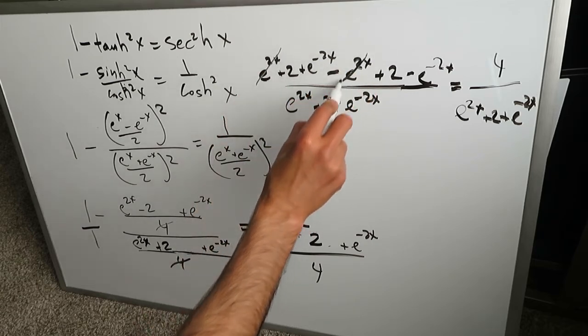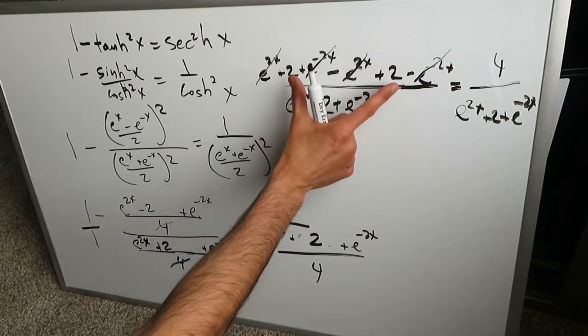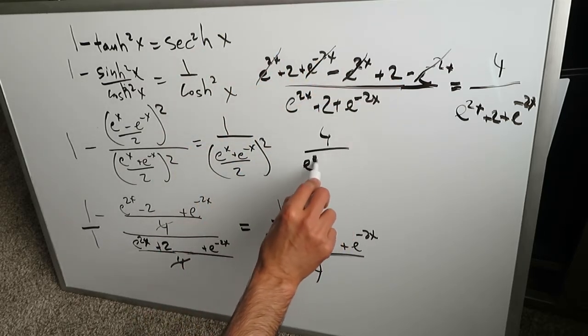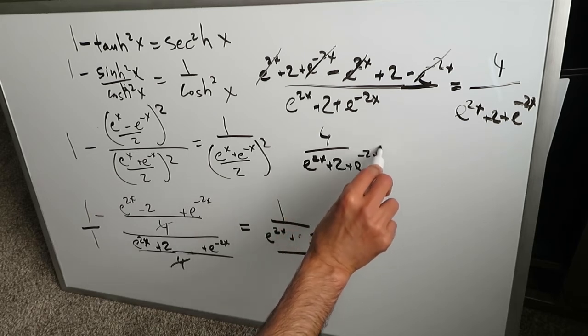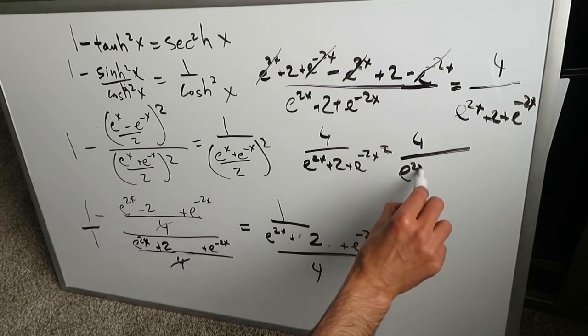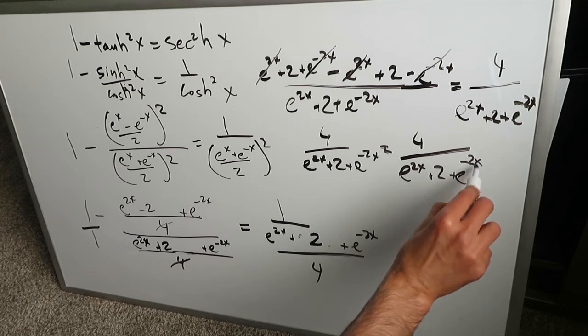This cancels out. This cancels out. e to the minus 2x cancels out. That cancels out. What do we have left on the top? 2 plus 2, 4. 4 over e to the 2x plus 2 plus e to the minus 2x is equal to, same, 4 over e to the 2x plus 2 plus e to the minus 2x.